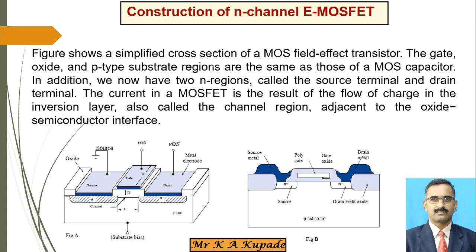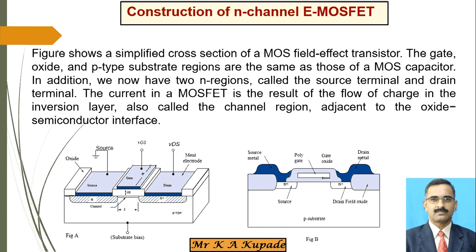Here the gate oxide is noted with the terminal VGS, and that gate is written on that particular figure A. So that gate oxide is formed on this particular P-type substrate, because it is the N-channel figure. The gate oxide is formed, and the P-type substrate region is considered, which is acting as the MOS capacitor here.